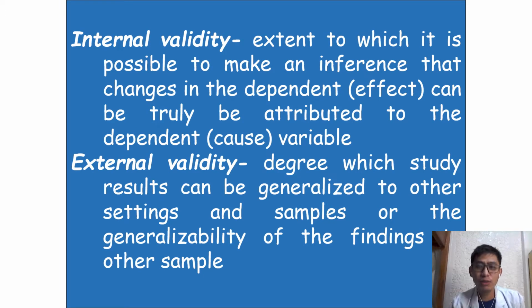We have two types of validity: internal validity and external validity. Internal validity is the extent to which it is possible to make an inference that a change in the dependent variable can truly be attributed to the independent variable. External validity is the degree to which study results can be generalized to other settings and samples, the generalizability of the findings to other samples.